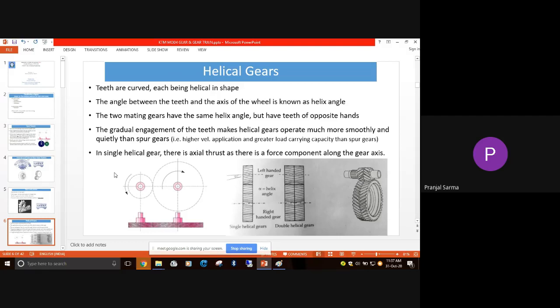So next we'll be discussing helical gears. In the spur gear, what we have seen is that the teeth are straight and parallel to the shaft axis. Now in case of helical gears, the teeth are curved, and they are helical in shape.